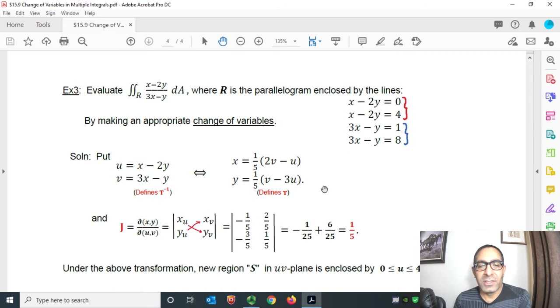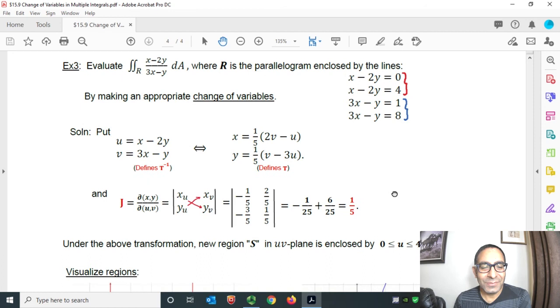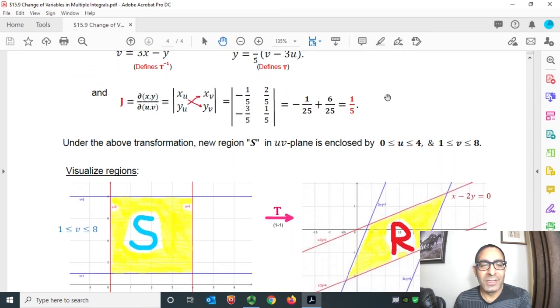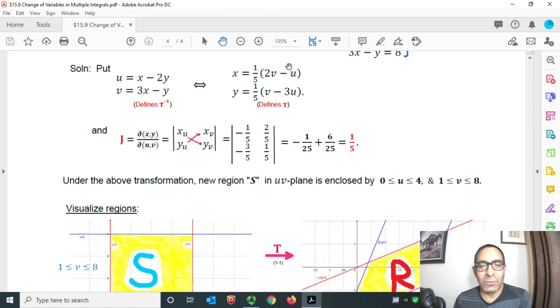And by the way, since we substituted u equals x minus 2y, the range of u is 0 to 4. And similarly, since v equals 3x minus y, v ranges from 1 to 8. I hope these limits make sense to you all. So under the above transformation, the new region S in the uv plane is the set of all ordered pairs (u, v) such that u lies between 0 and 4 and v lies from 1 to 8. So let me visualize those regions here.